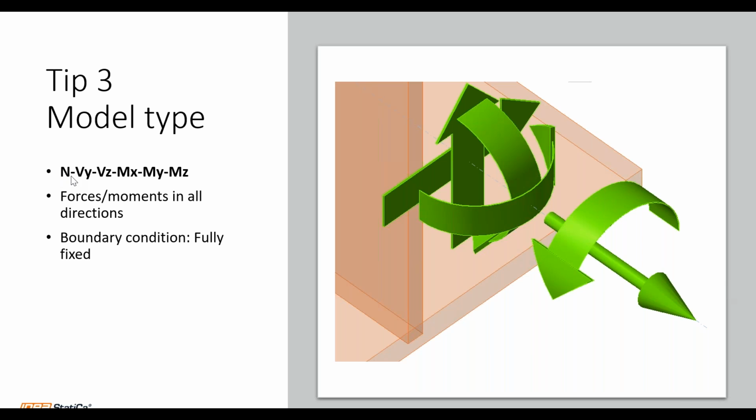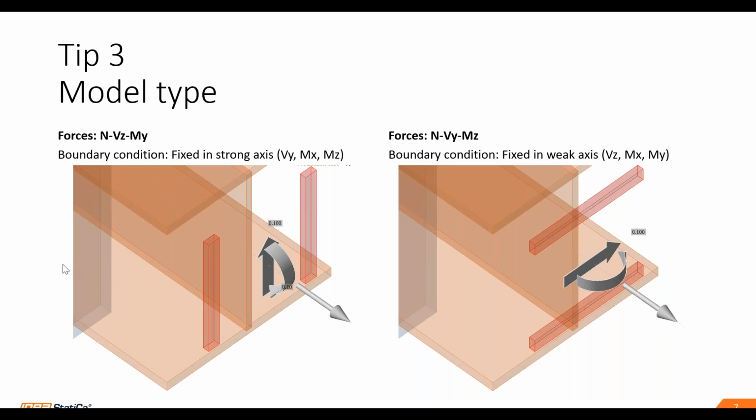So the first one is this long name that has N, BY, BC, MX, MY, and MC. This means what forces you can apply to that member. And also in that model type, you're telling the software the boundary condition for that member. In this case, this option is full fixed, okay? Then the next one has forces N, axial force, BC, that is shear force in the vertical direction, as you can see from the sign, and MY. So you can apply a moment around the local y-axis. And the boundary condition in this case is that it is fixed in the strong axis.